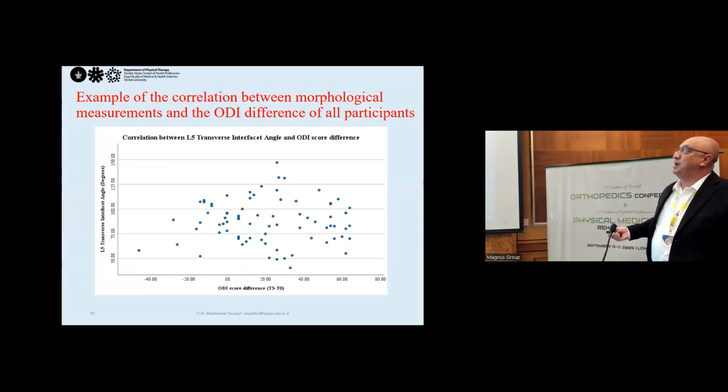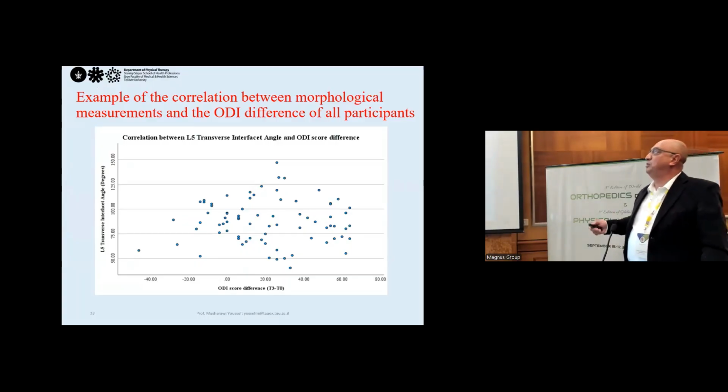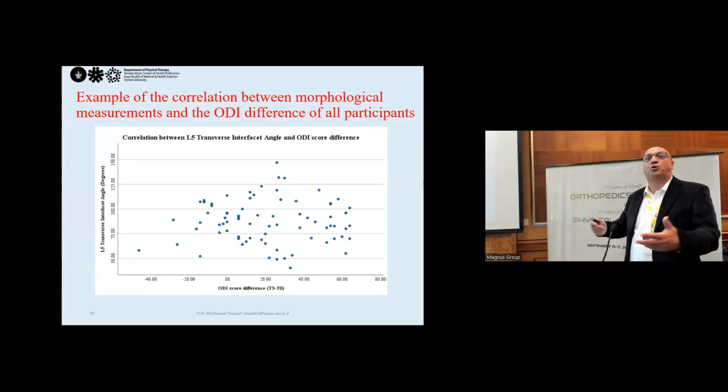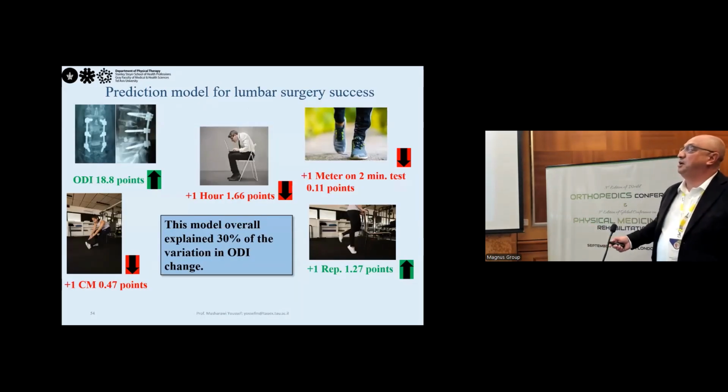Okay. You can see there is no correlation, as the literature has shown, between the morphology and the ODI score. So it's not really correlated with how much change you got as much as how much dysfunction you got. We can see the green color is a good change. It's a good color, but this is about the surgery.